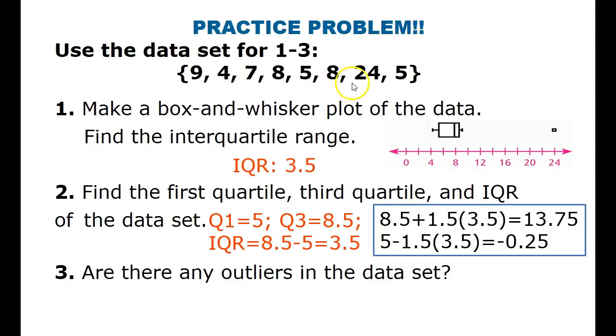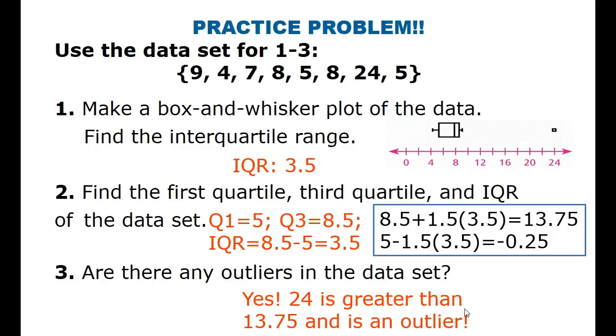Our lower boundary is a negative number. We have no negatives up here, so our lower boundary doesn't show any outliers. But our upper boundary is 13.75 after using the formula we discussed a minute ago. And 24 is definitely more, and it's the only value more than that upper boundary for outliers. So since it's greater, it is an outlier. It's represented a little bit differently. So are there outliers? Yes, there are. 24 is greater than 13.75 and is an outlier.